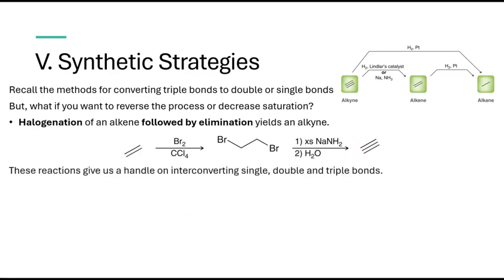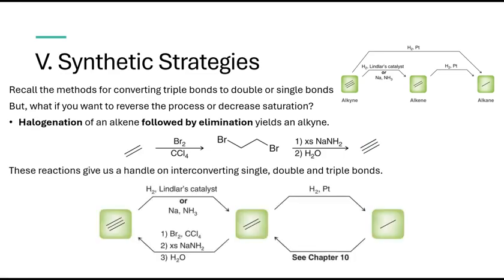These reactions will give us a handle on interconverting single, double, and triple bonds. Therefore, we can go in either direction now. We can go from an alkyne all the way down to an alkane, or vice versa, an alkane all the way to an alkyne.